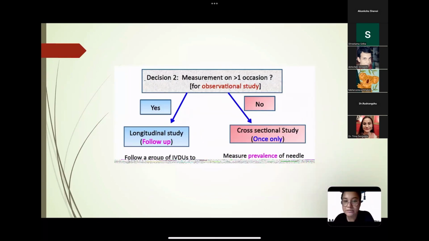Now, measures more than on more than one occasion or not. Yes, that means longitudinal or follow-up, like at a point of time we are following that patient up and we are measuring the disease at a different point. So that is a follow-up or longitudinal study. And no, then it is the prevalence study. We are doing it at once.